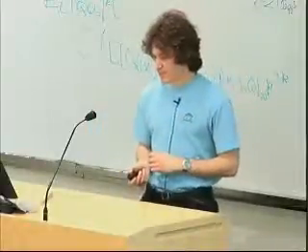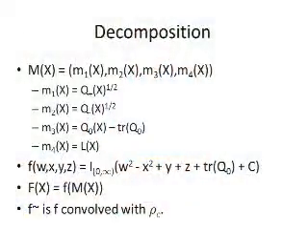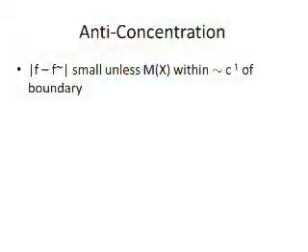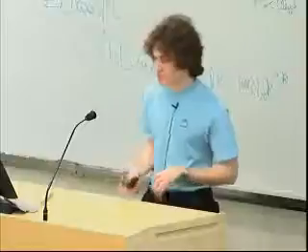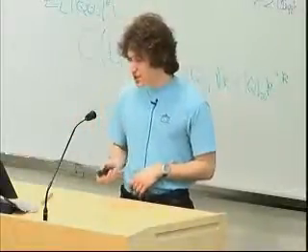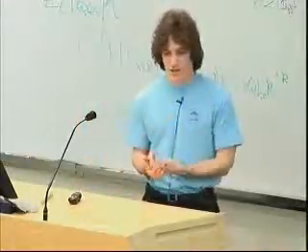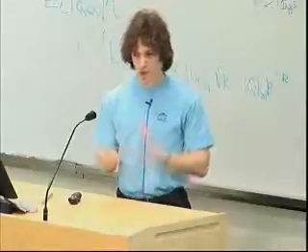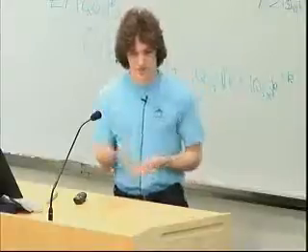So now what we do is we take little f and we mollify it, and let's see what we get. The first thing is we've got anti-concentration to deal with. F minus f tilde is small unless m of x is within about c inverse of the boundary between its 0 and its 1 regions. And things are a little bit difficult here, because beforehand we just knew that we were okay unless the value of a polynomial were close to the boundary. On the other hand, we can move m of x a little bit. We can move it c inverse.